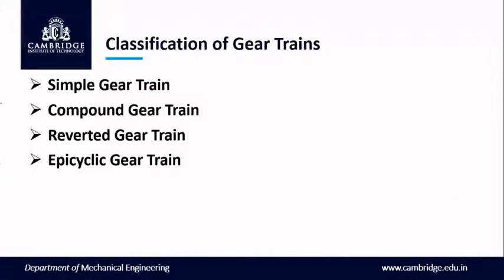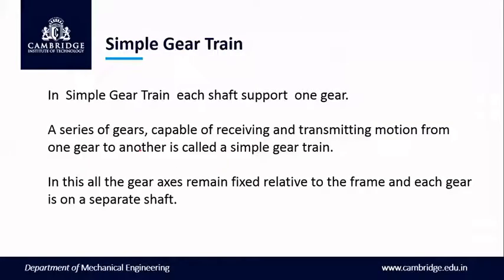Let's move on to the classification of gear trains. We commonly have simple gear trains, compound gear trains, reverted gear trains, and epicyclic gear trains. This is the classification of gear trains. We will discuss them one by one in upcoming slides. What is a simple gear train? As the name itself indicates, simple means each shaft supports only one gear. It will not have any more gears. Each shaft will support one gear in the case of simple gear trains.